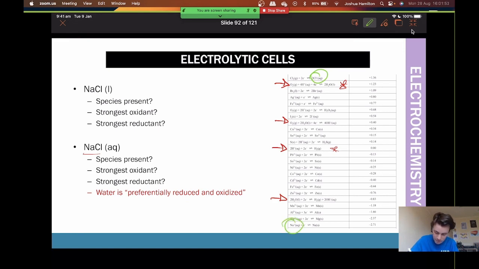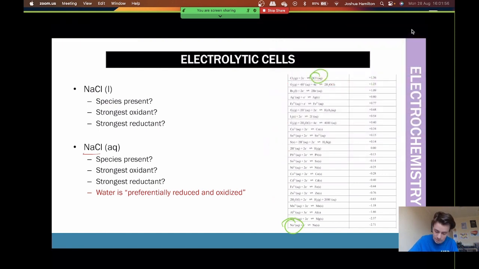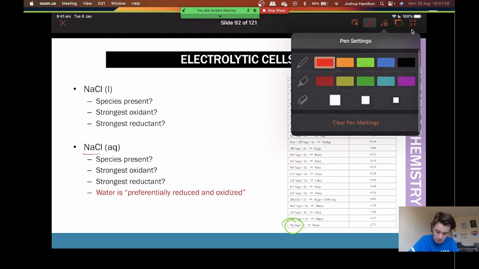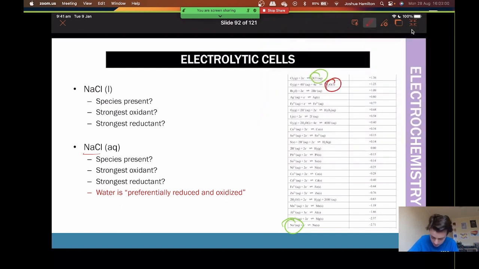Now, if I'm working with NaCl, I look for water. I also have water present. So I get rid of all of this. I say, all right, I also have water present. Where are my waters? One here and one here. Now, I'm not going to include this one because it doesn't necessarily say I have oxygen present. So that's why that one's not as useful. So what's going to react? Well, strongest oxidant, strongest reductant, going to be those two that react when I put it in an electrolytic cell.